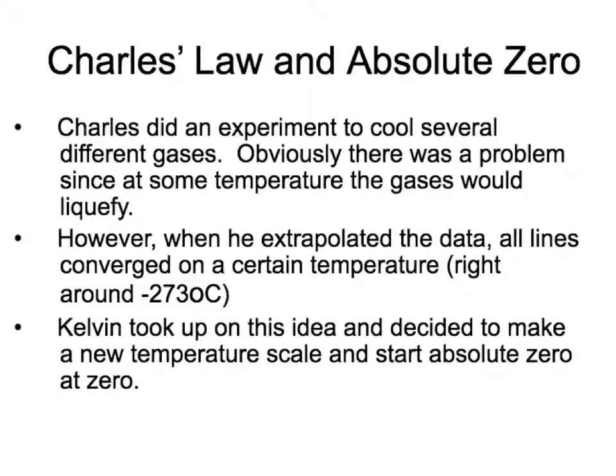I'll show you an experiment that Charles did. He basically took a bunch of gases and cooled them down. At some point they liquefied, so he had to extrapolate the data, but they all converged at this negative 273. And Lord Kelvin took up the idea and decided to make the new temperature scale start with absolute zero at 0. So instead of making this negative 273, Kelvin said, hey, let's just make that 0 Kelvin.